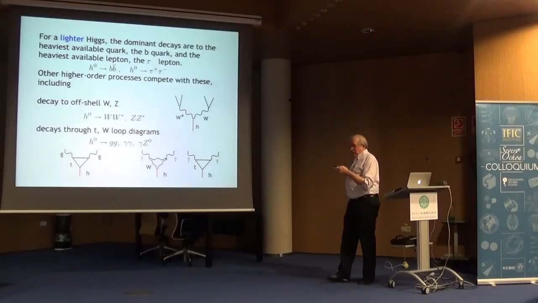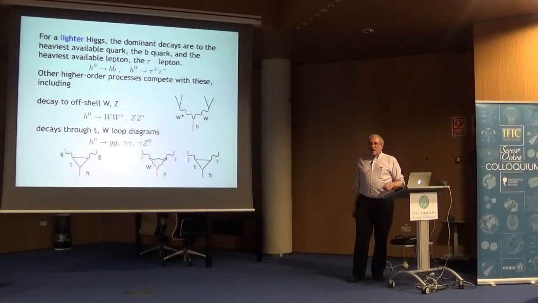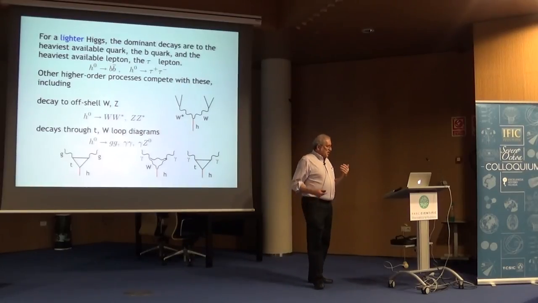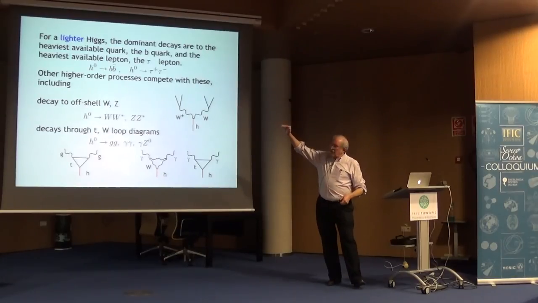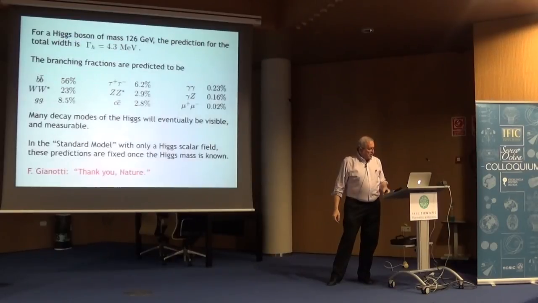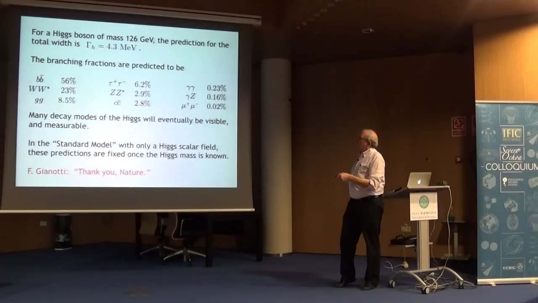So in particular now, you can search for the Higgs boson in all of these modes. And if all of these processes have roughly the same rates, actually Higgs physics becomes very rich experimentally, because you can imagine measuring individually each of these processes and measuring the whole spectrum of couplings. Here are the predictions of the branching fractions in the standard model.